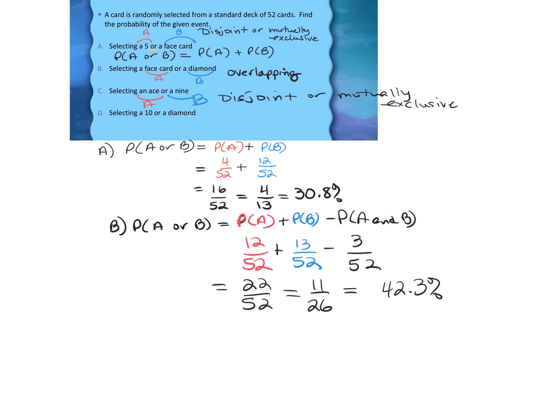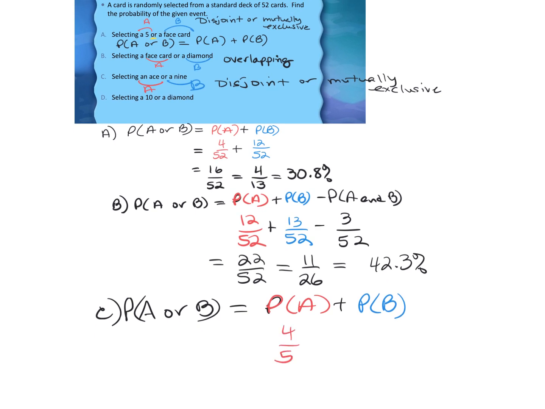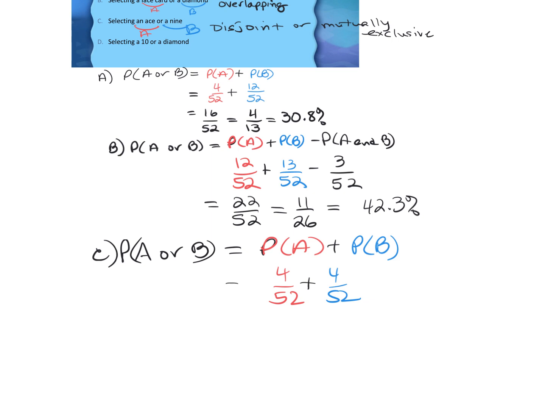So for part C, I'm using the same formula I did in A. The probability of A or B is just the probability of A plus the probability of B. No overlap. So there are 4 aces in the deck, so 4 over 52. There are 4 9s in the deck, so again, 4 over 52. And then I'll add them together. I get 8 over 52. I can reduce this. I can divide them both by 4, and it simplifies to 2 over 13.